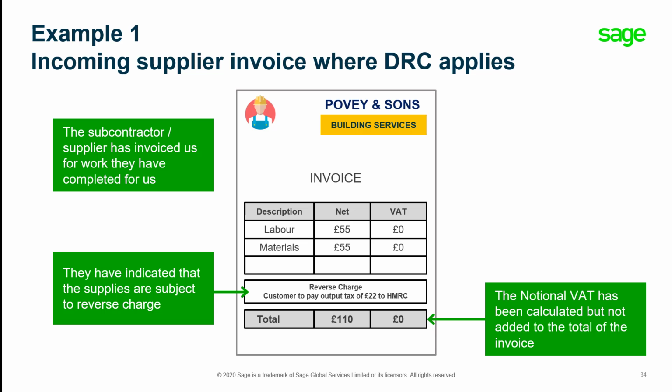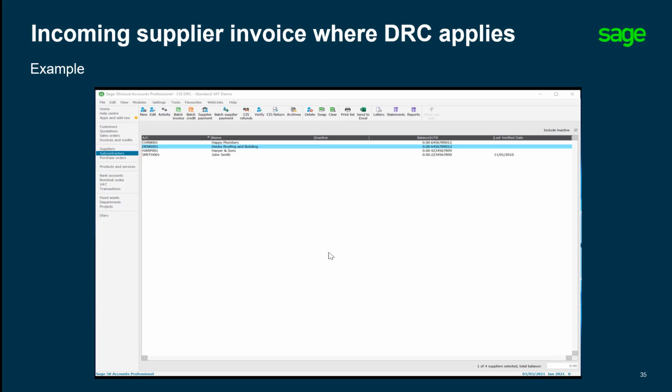In this example, the invoice has been completed correctly. The invoice clearly states that domestic reverse charge applies, and it also shows the total VAT value to be passed on without charging this value in the total of the invoice. Now we know we can accept the invoice. Let's take a look at how to process within Sage 50 Cloud accounts and how this affects the VAT return.